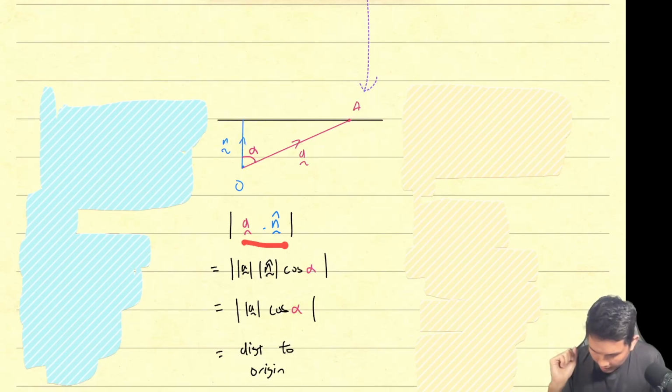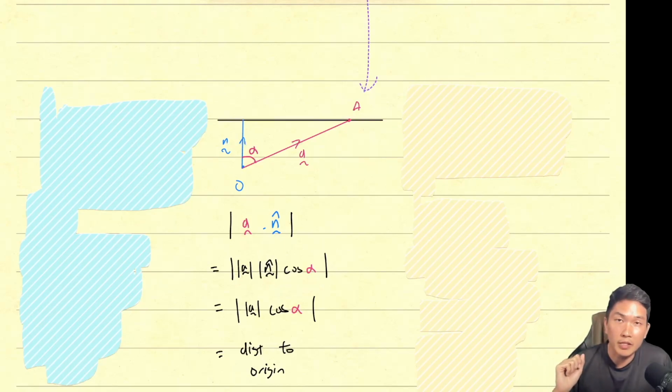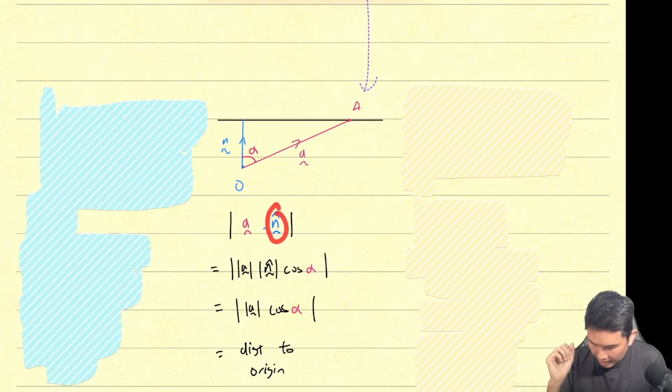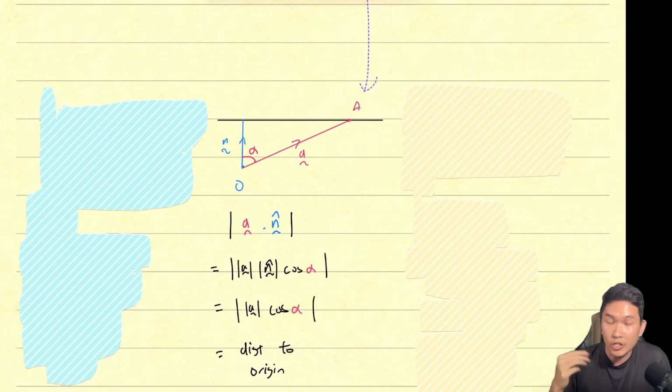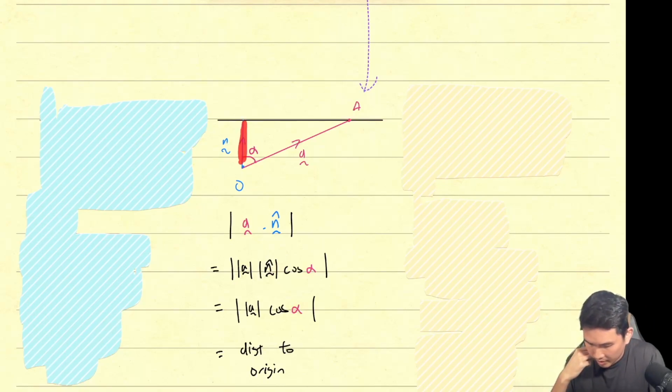There will be A dot n cap, which is mod A, mod n cap, and then cosine of the angle between the 2 vectors. This is basically the definition of the dot product. A dot B is mod A, mod B, cosine of the angle between the 2 vectors. Because n cap is a unit vector, mod n cap equals 1. So I end up having mod A cosine alpha. Mod A, you can think of as the hypotenuse because this is a right angle. Hypotenuse times cosine will give you the adjacent side, which is this one, the length of the side. And that actually is the distance to the origin.